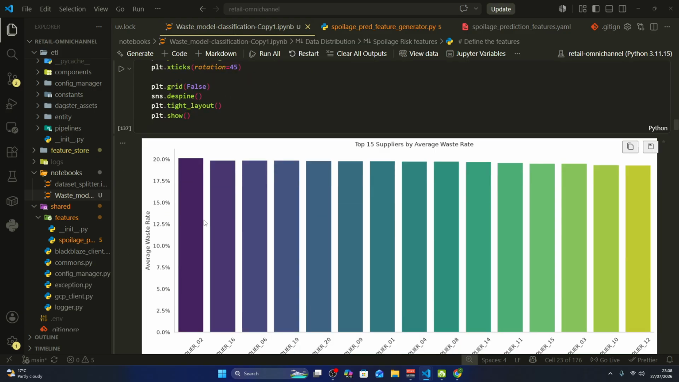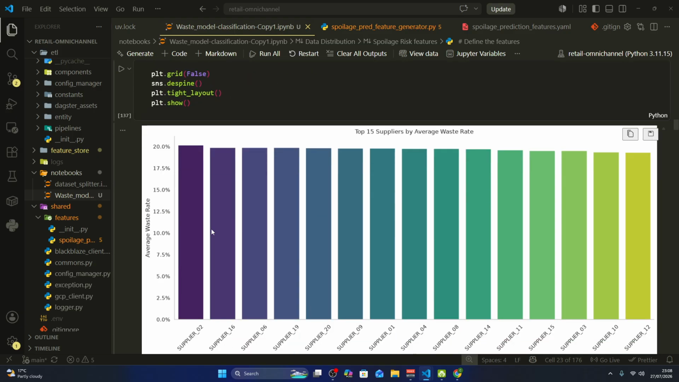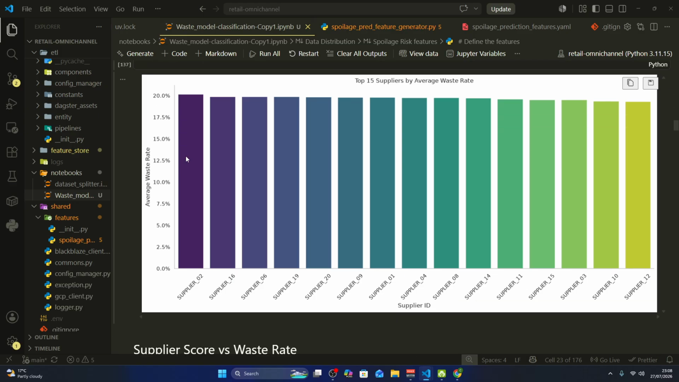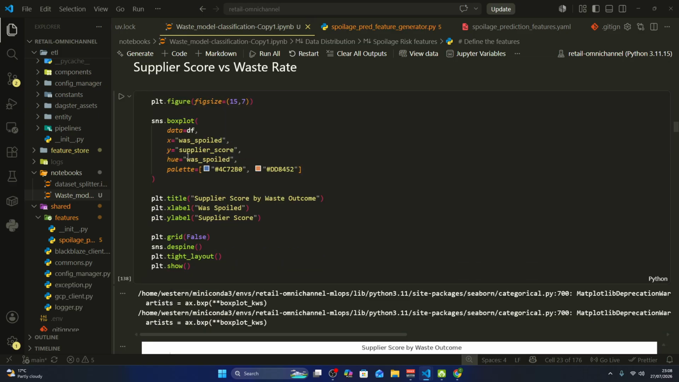So the suppliers, this again, supplier 216, again, top 15 suppliers. According to suppliers, there's no variation. Almost all have an average waste rate of 20%. So suppliers won't be a nice feature for us to consider.